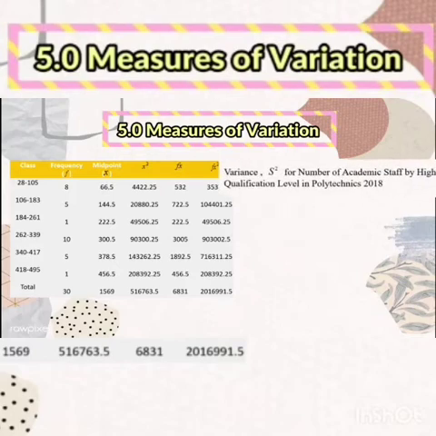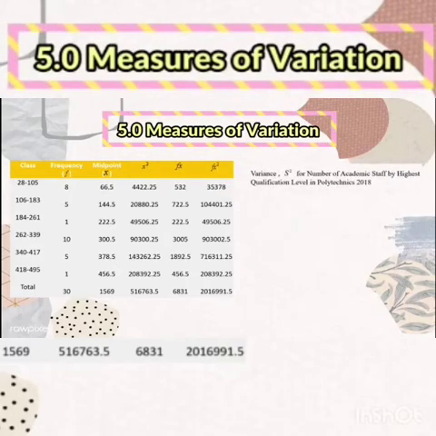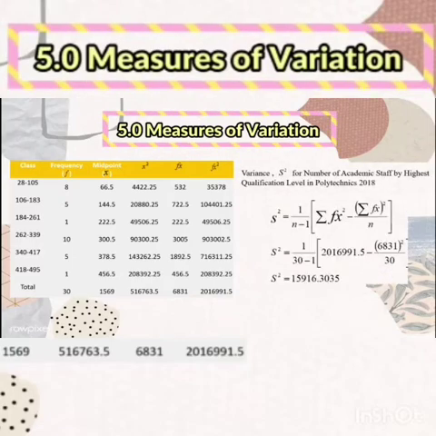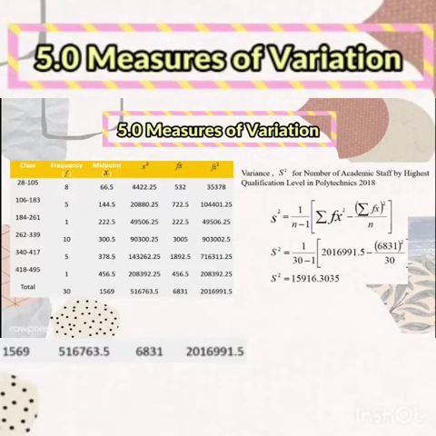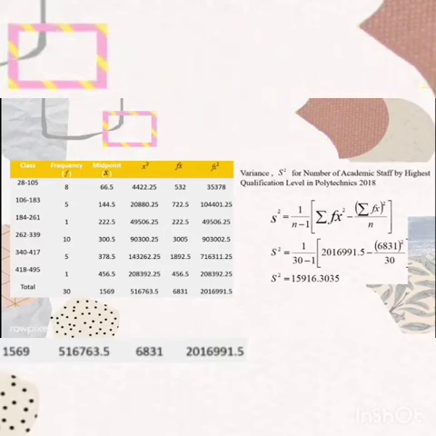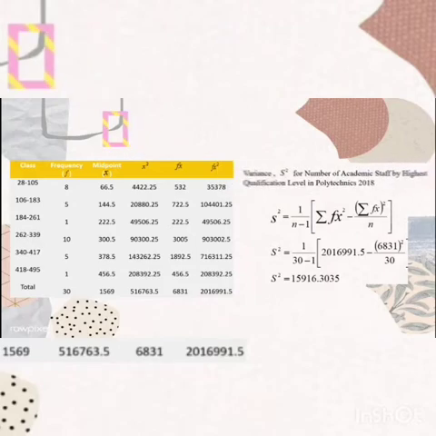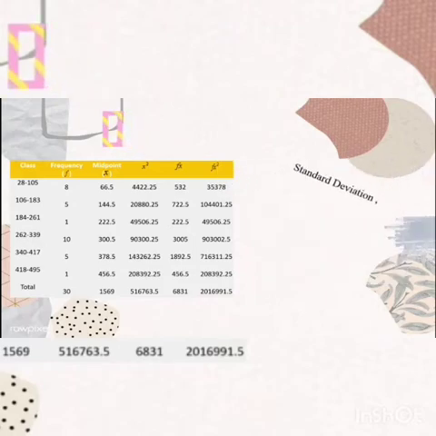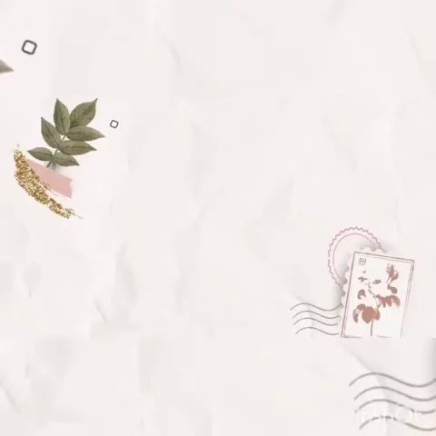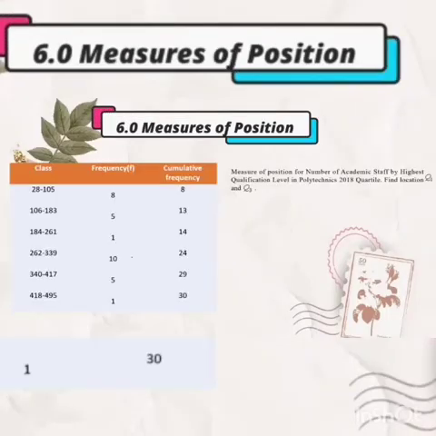Variance S squared for number of academic staff by highest qualification level in Polytechnic 2018. S squared equals 1 over n minus 1 times the sum of fx squared minus the sum of fx, squared, divided by n, that is 15,916.3035. Standard deviation: S equals the square root of S squared, so we get 126.16.